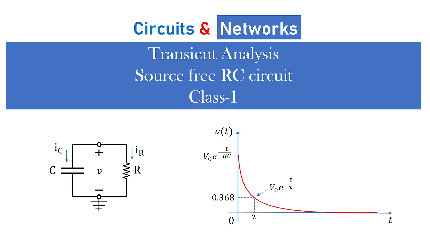In today's class, under unit one, transient analysis, we are going to see the response of a source-free RC circuit. You can see the representation of a source-free RC circuit and its graph, which is exponentially decaying in nature. How is this possible? Let us go with the approach.